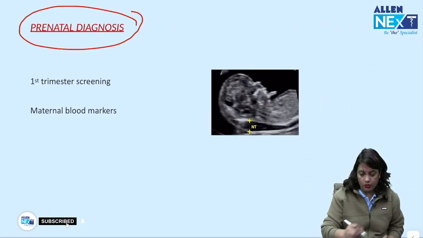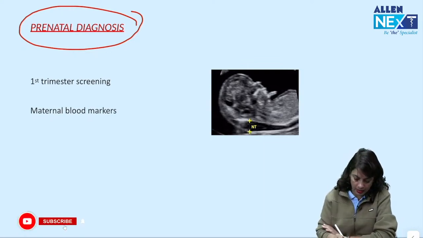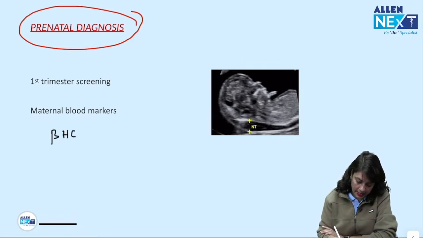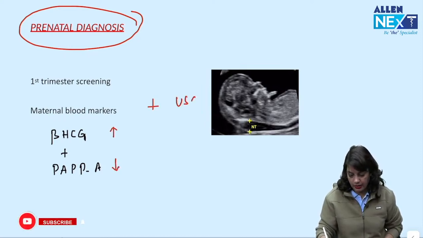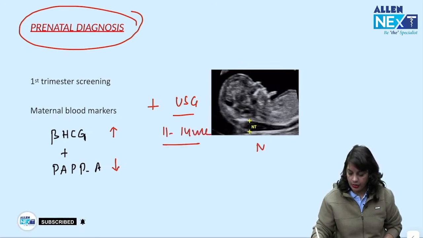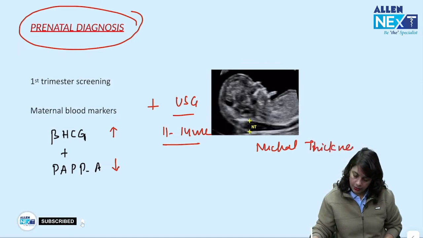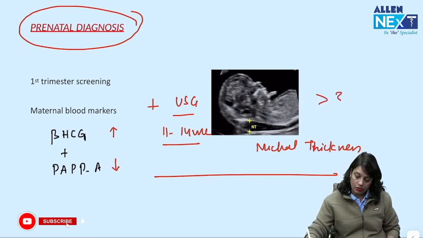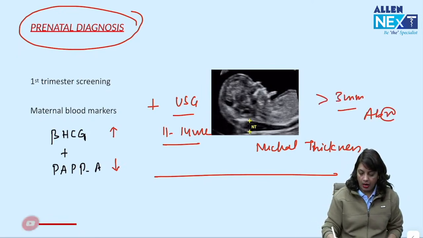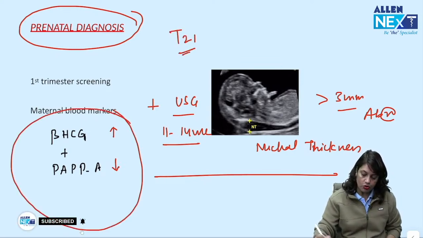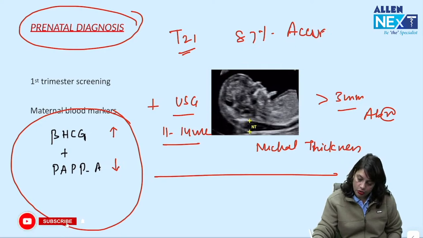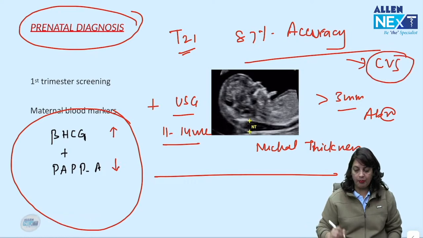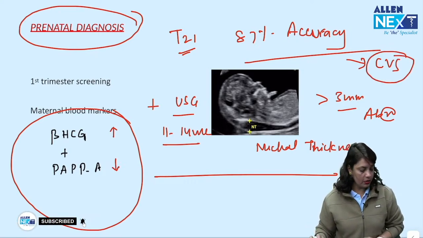Prenatal diagnosis, first trimester screening. You take the maternal blood markers like beta HCG plus PAPP-A. PAPP-A is pregnancy associated plasma protein. Beta HCG level rises and PAPP-A decreases, and you combine it with an ultrasound around 11 to 14 weeks and you check nuchal thickness. And if you combine these two, nuchal thickness more than 3 mm, that is abnormal, and markers are positive, this is Down syndrome. This is a first trimester screening and around 87% accuracy, but it has to be followed by chorionic villus sampling because you want to take the fetal sample for karyotyping.